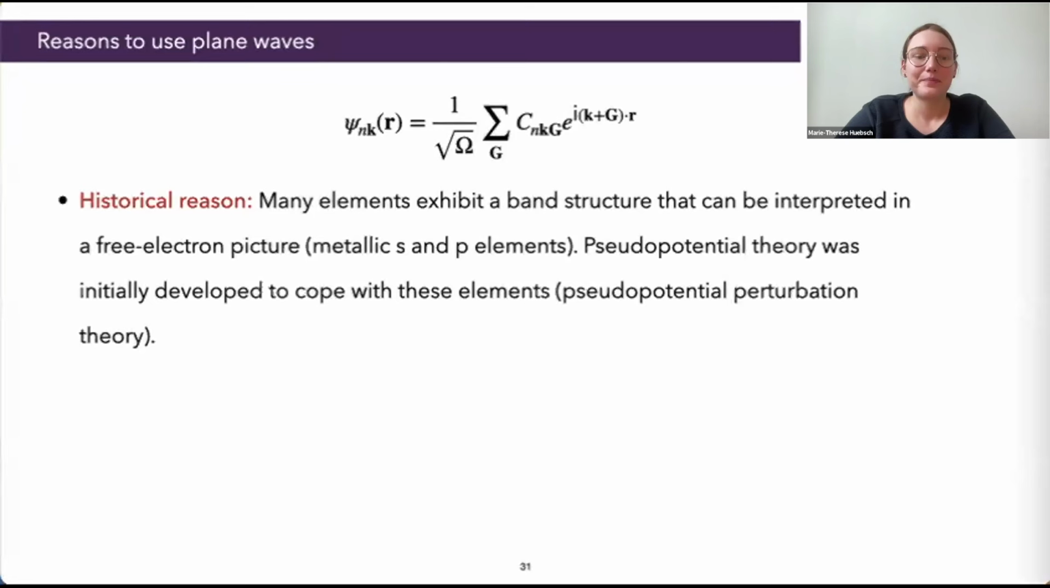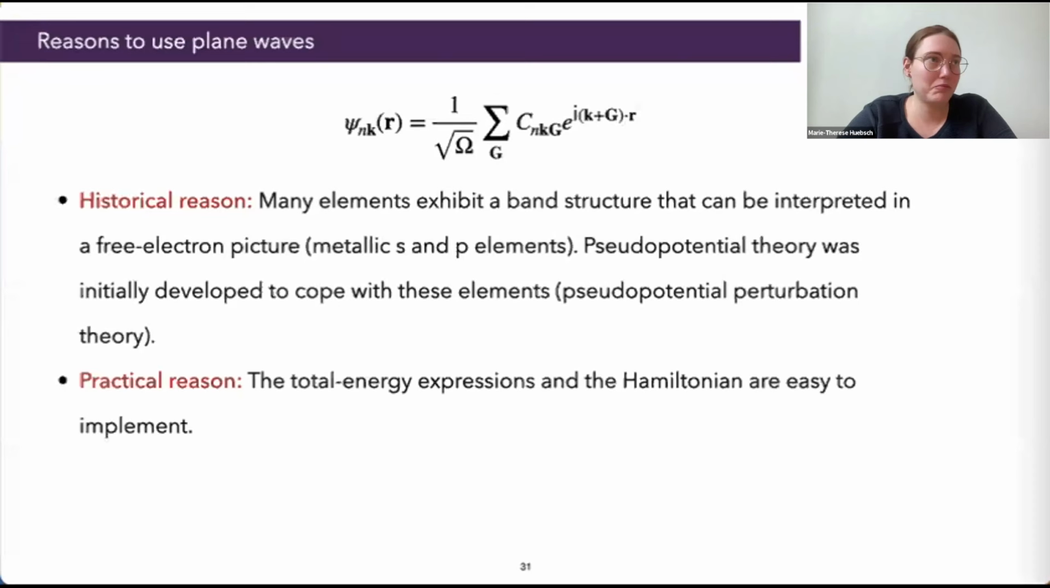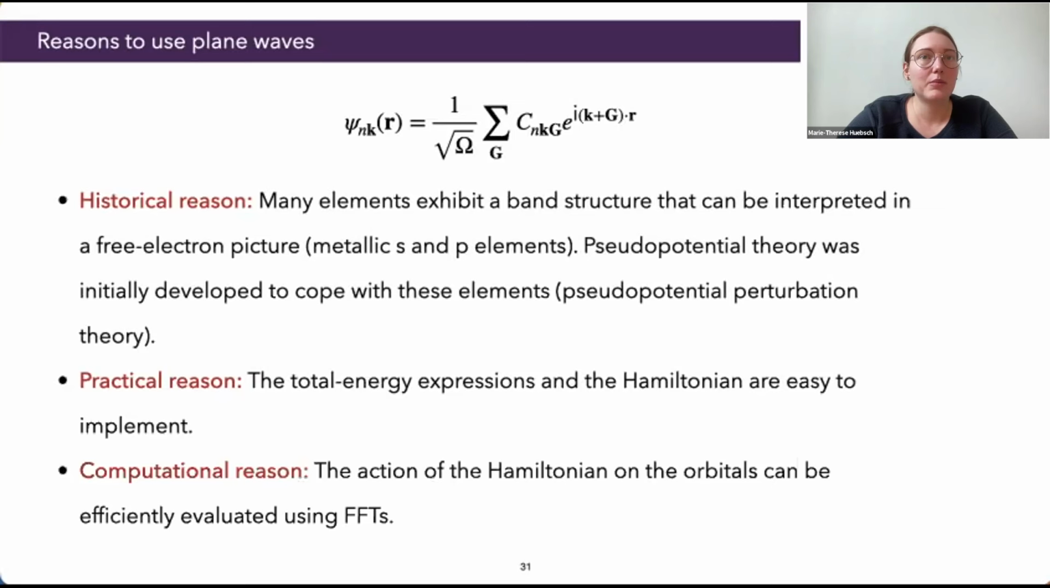The second reason is that it's rather practical for the implementation. It is easy to implement the total energy expressions and the Hamiltonian on a plane wave basis. And lastly, a computational reason. VASP can compute the action of the Hamiltonian on the Kohn-Sham orbitals really very efficiently. This is because of custom-built FFTs. When you start up VASP, there are a couple of lines printed to the standard out. And one of the first comments there is planning FFTs. And that is where some of the magic happens.